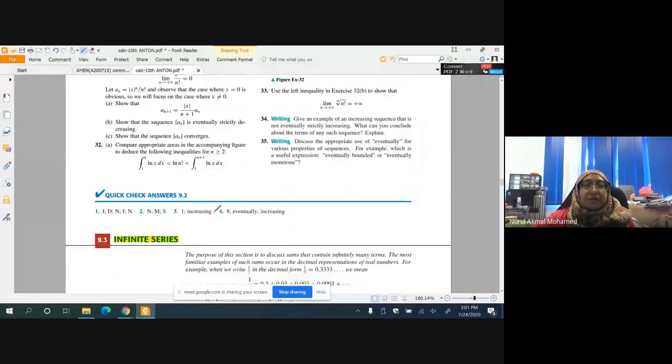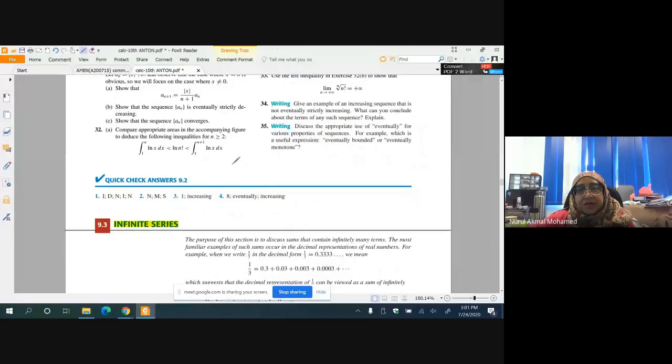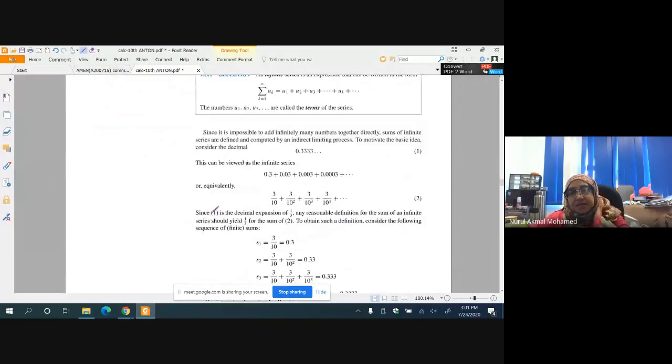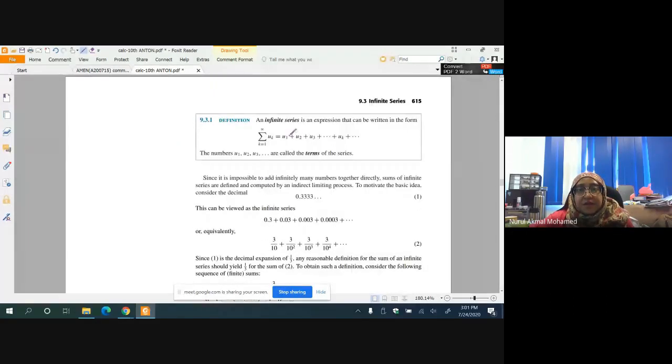Okay, then we settle the sequence, and we go to the series. For the infinite series, before we had infinitely many terms in a sequence. But what happens if we sum up all the terms? From the sequence, it will become a series because of the summation. So an infinite series is the summation of all the terms.